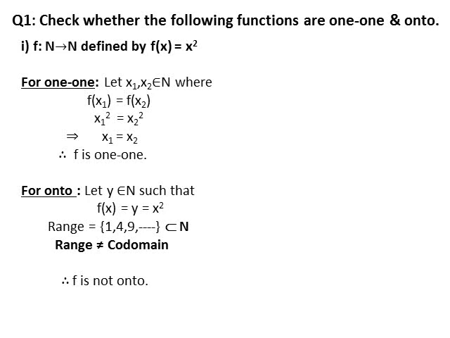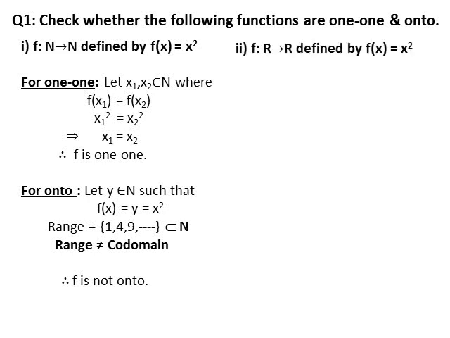When we take x equals 3, the value of y is 3 squared, that is equal to 9. So range is a set containing the elements 1, 4, 9 and so on, which is a subset of set N of all natural numbers. So range is not equal to codomain, therefore f is not onto.